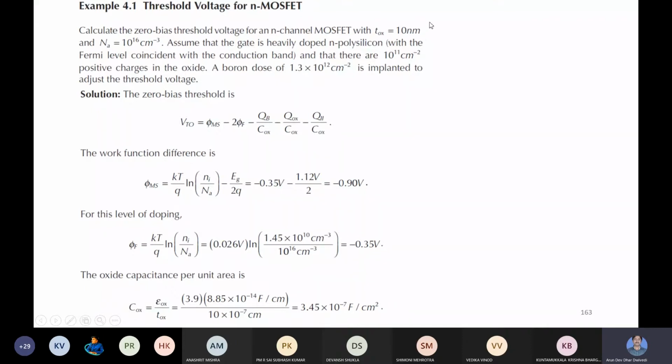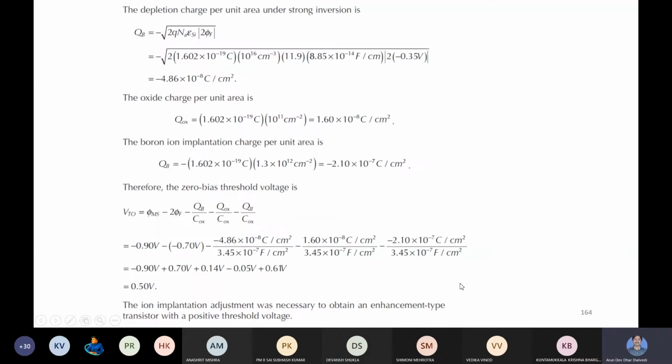If you convert, 10 nanometer means 10 into 10 power minus 9 meter, that is 10 power minus 8 meter. And converting to centimeter, since 1 meter has 10 to the power 2 centimeter, the power goes down, so 10 power minus 7 centimeter. Accordingly it comes to 3.45 into 10 power minus 7 farad per centimeter square, because here it is centimeter square.